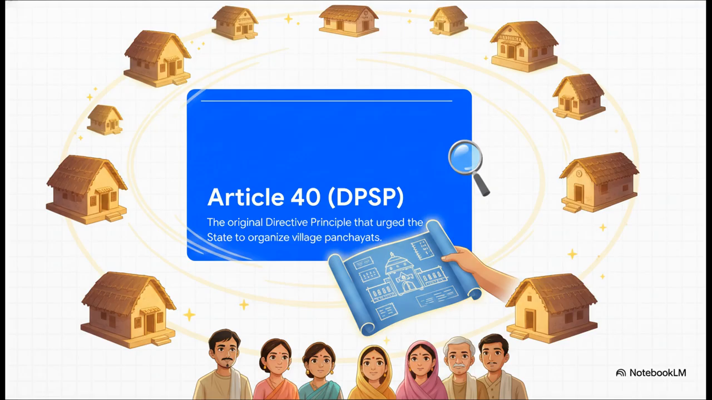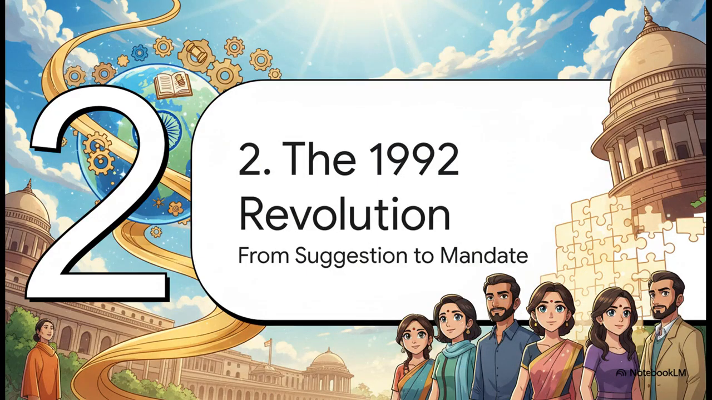Now, this was part of something called the Directive Principles of State Policy. Think of it less as a strict rule and more like a guiding star or a blueprint for the future. It urged states to set up village councils, but it didn't have any real legal teeth. It was this beautiful dream of local power, just waiting for its moment to become real. And that moment, that massive revolutionary turning point, came in 1992. This is the year when that constitutional dream was finally forged into a solid, undeniable reality.